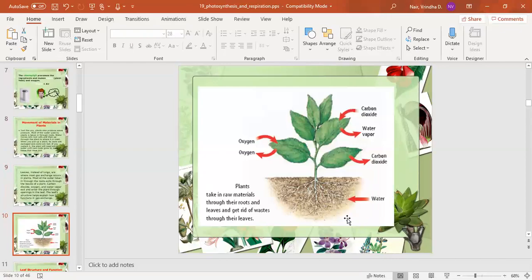So this is how, in general, any plant looks, right? You have roots, you have stem, you have leaves, and that's the underside of the leaf. Here it is taking in carbon dioxide, giving out water vapor, and giving out oxygen. The plants take in raw materials. The raw materials are what? Sunlight, water, carbon dioxide, and nutrients from the soil. Raw materials are materials that are used by the plants to make food.